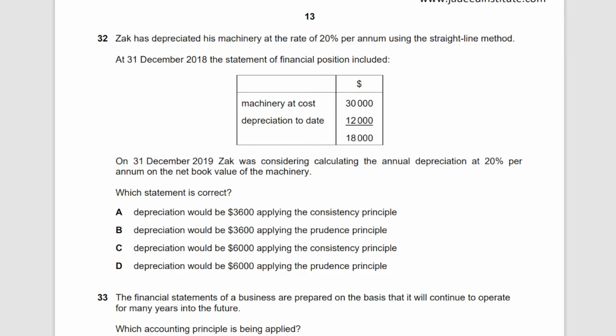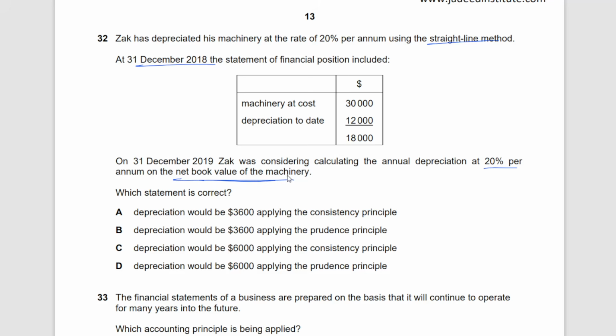32. Zach has depreciated his machinery at a rate of 20% per annum using straight line method at 31st December 2018. The statement of financial position included this: machinery at cost, depreciation to date. That is on 31st December, seems like that's the end of the year. Zach was considering calculating depreciation at 20% per annum at the net book value, which is reducing balance. So first Zach is taking straight line and then he's considering a change to reducing balance.